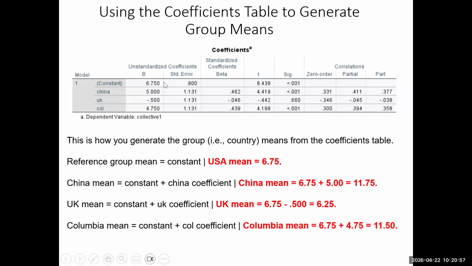For the China code, their regression equation for the average in the China group would be the constant plus the China coefficient times 1. And then these other two codes would drop out because the individuals in China are coded 0 on the UK code and also 0 on the Colombia code. And so that just leaves the constant and the code for their country. The same thing would be true for the UK and Colombia.